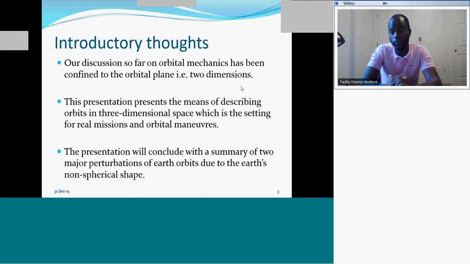It will conclude with a bit of a summary of the disturbances of Earth orbits due to the Earth's non-spherical shape, which we will refer to as the effect of the oblateness of the Earth. Earth is not a perfect sphere; it's got some bulging at its equator. Such deviation of the physical shape of the Earth from a perfect sphere has some effects on the body motion that we were studying in A313. So we'll look at what such effects are and how they have been utilized to place some satellites.